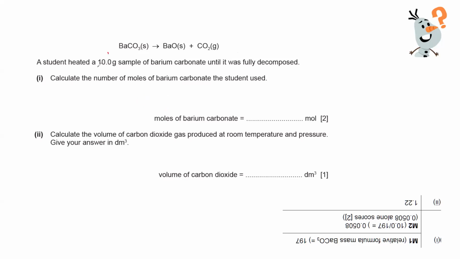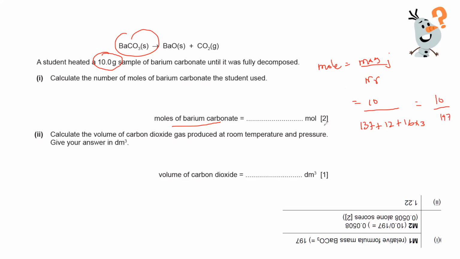Look, the mass is given and we need the moles. So we have the formula moles equal mass in gram divided by molecular mass. Mass in gram is 10. And what about the molecular mass of barium carbonate? Barium is 137 plus carbon is 12 plus oxygen is 16 multiplied by 3. So it will be 10 divided by 197, which comes out as 0.0508. The molar mass, the mass of one mole of a compound, we worked out using the periodic table and got 197. I'll continue this question, sharing another link.